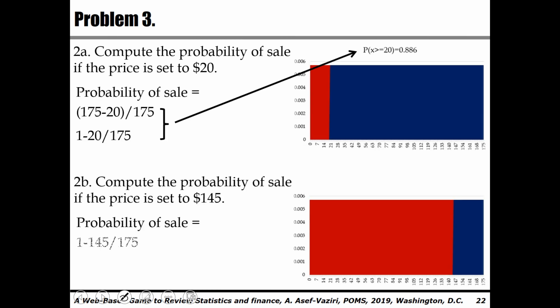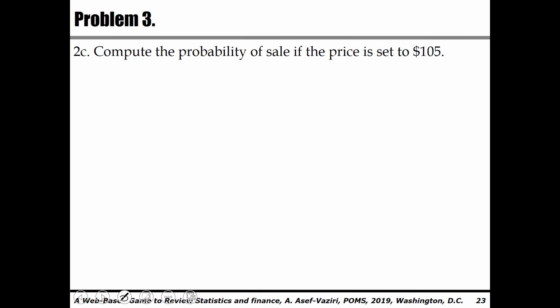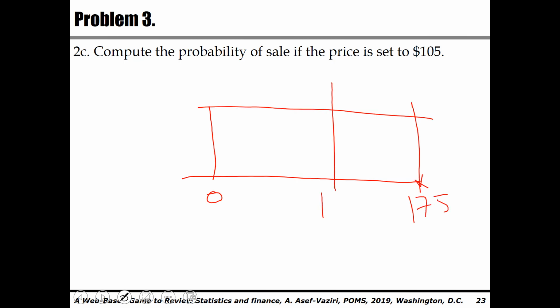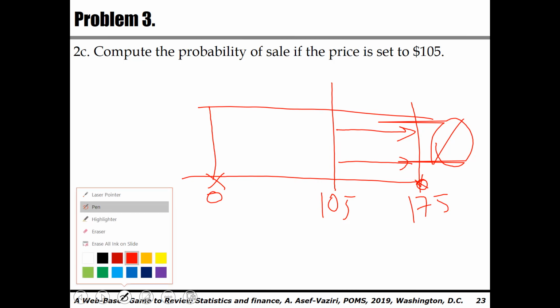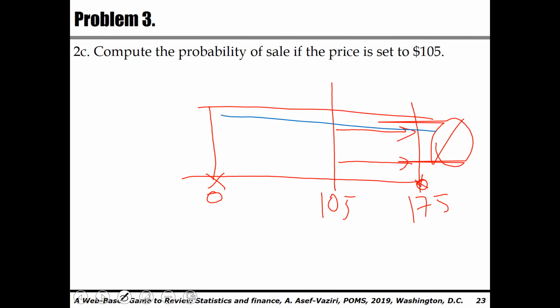these probabilities. Compute the probability of sales if price is equal to 105. Again, 0, 175. Price is 105. Probability of sales is to the right. Because if I set price equal to 175, probability of sales is 0. And if I set price equal to 0, probability of sales is equal to 1.